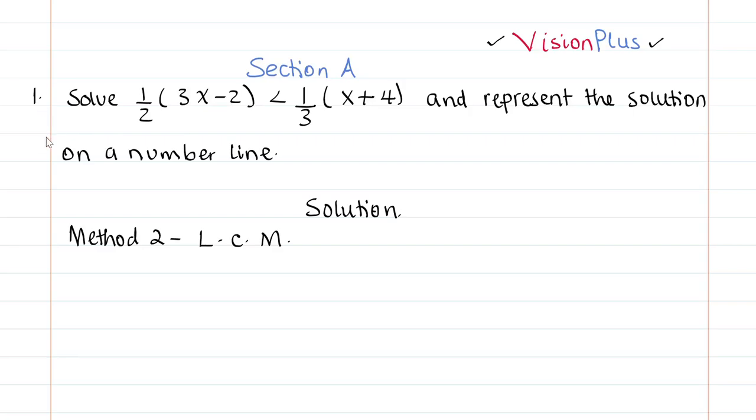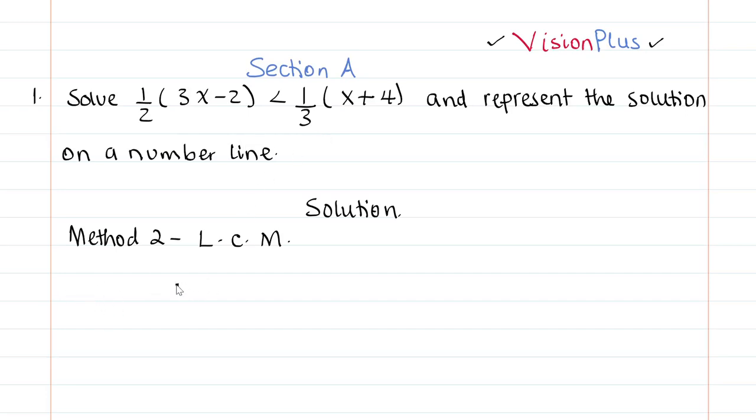We are on number 1. Now we want to use method 2. Method 2 is the method of LCM, and we did method 1 in the previous video. So in method 2, we need to get the LCM. Which LCM? We get the LCM of the denominators. And if you look here, the denominators are 2 and 3 on the opposite side of the inequality.